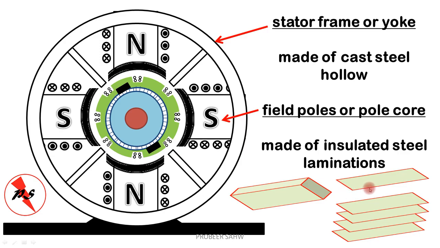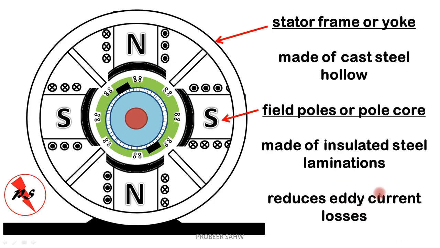So what we do is take a number of pieces of steel laminations, insulate them, and then stack them together. Magnetic field lines will pass through all the pieces stacked together, but the circulating current will be confined to the surface of each individual lamination. So we do this to reduce eddy current losses.